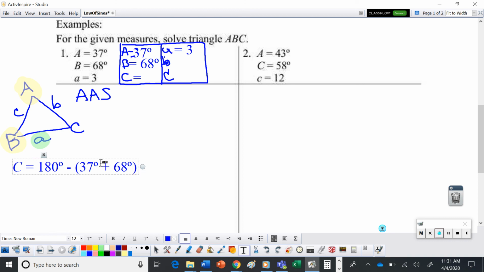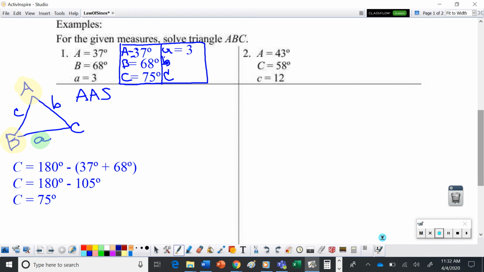Okay, so the measure of angle C is equal to 180 degrees minus, that'll be 105 degrees. And if we subtract those, that means the angle C is going to be equal to 75 degrees. Okay, so we can put that right here. All right, now we want to find side lengths B and C.